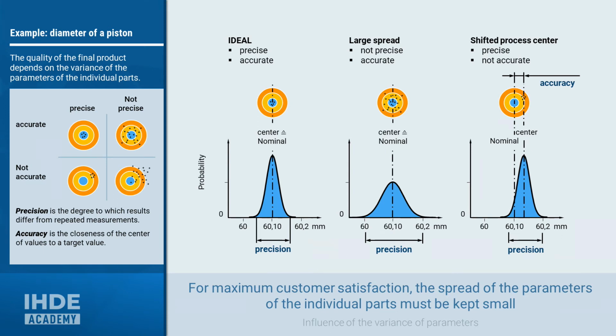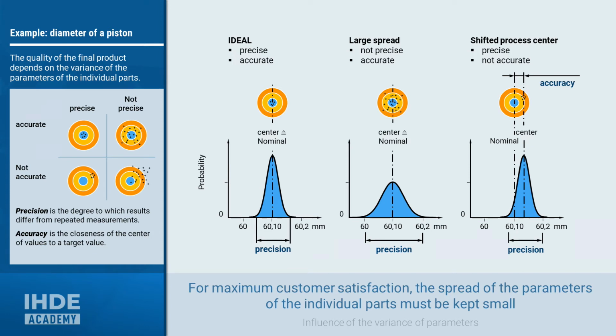Without going into more detail about the distribution of values and their interpretation, the following should be clarified here. The blue curve shows the distribution of measured values for different parts. Ideally, the spread is small, that means precise. The middle image shows a broader curve and thus a greater spread. A process with such results is therefore less precise.